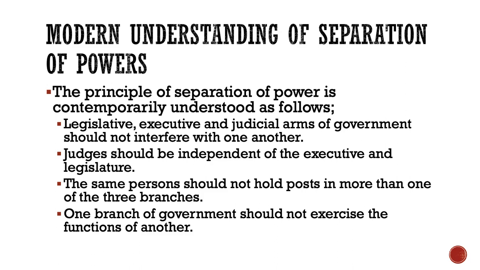The second is that judges must be independent. Judges must not be stooges of the executive officers or legislative officers. The judiciary must be independent of these other two organs of government, and of course, those organs must be independent of one another as well. Number three is that the same individuals should not hold posts in more than one of these three branches, and one branch of government should not exercise the function of another. So these are four ways in which we can succinctly summarize the principle of separation of power. Understanding these four key bullets is crucial in understanding what separation of power means.